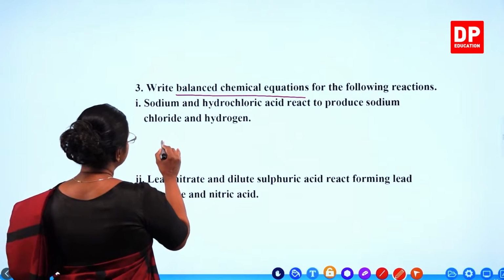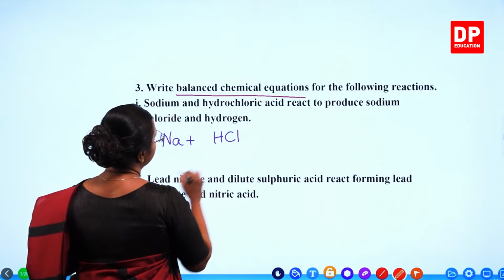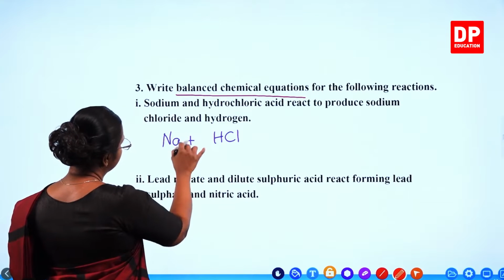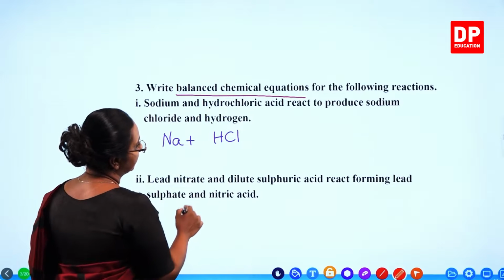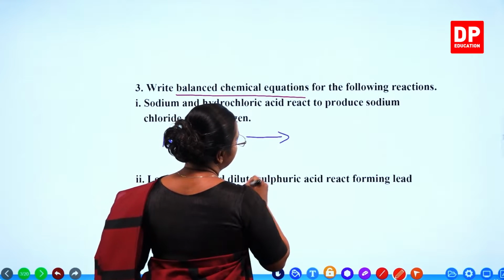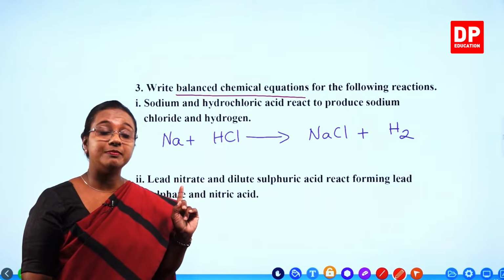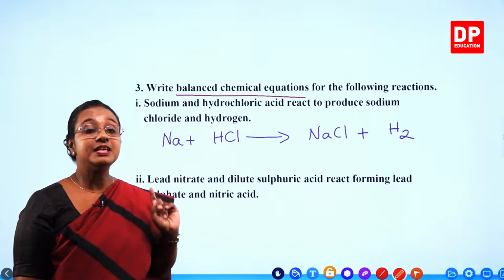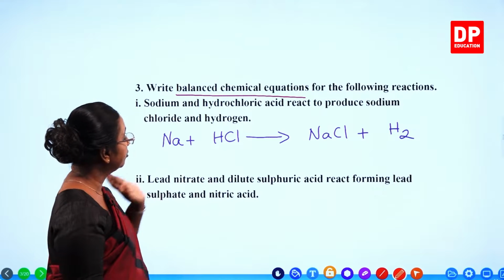So here it is sodium and hydrochloric acid, HCl. So symbol of element, chemical formula or molecular formula for the compounds. They react to form sodium chloride and give rise to H2 gas, hydrogen gas. So again, by looking at the reaction, you can immediately identify it as a single displacement reaction also. We don't have to do that for the question. We need to balance it.